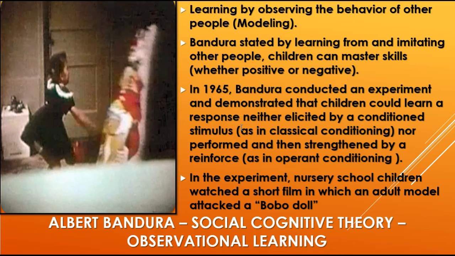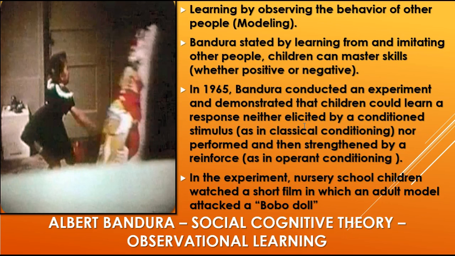In this slide, you see Albert Bandura with a social cognitive theory, observational learning, learning by observation of other people, known as modeling. Bandura stated that by learning from and imitating other people, children can master skills, whether they're positive or negative. As you can see, in 1965 he conducted an experiment and demonstrated that children could learn a response that was not elicited by a conditioned stimulus, as in classical conditioning, nor performed and then strengthened by a reinforcement, as in operant conditioning.